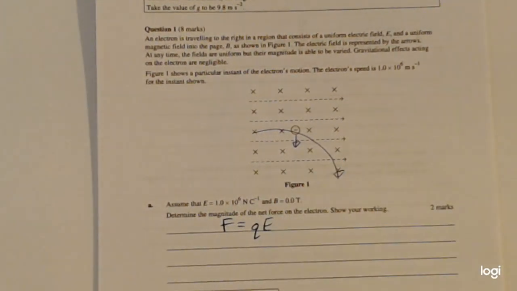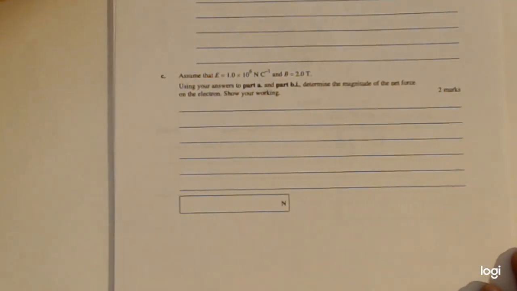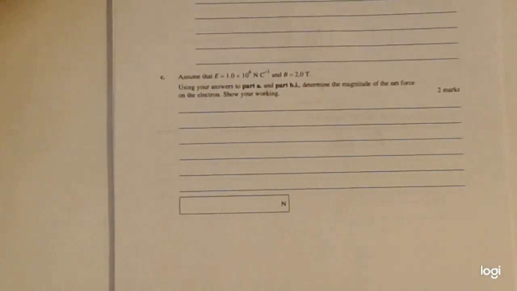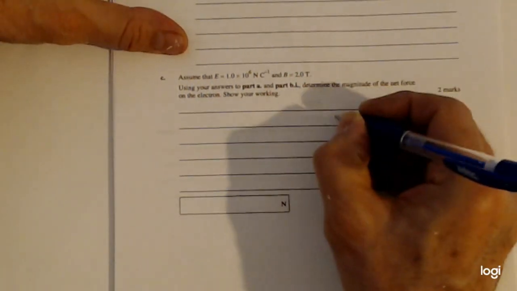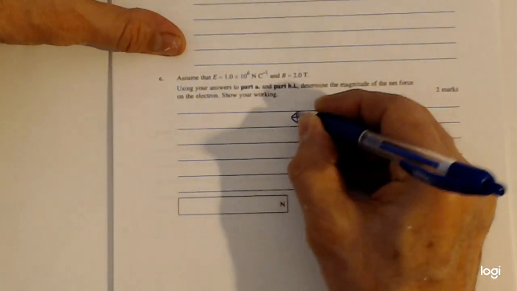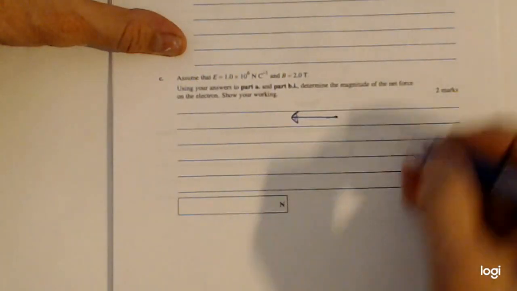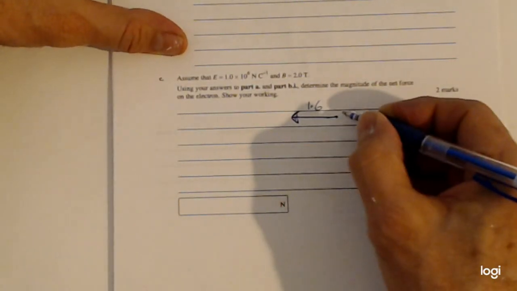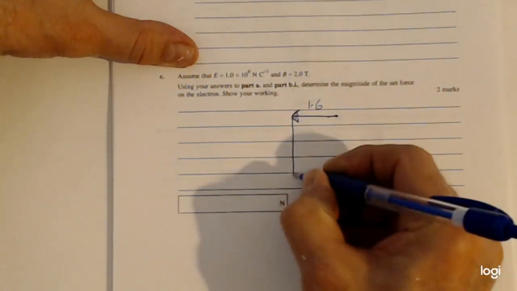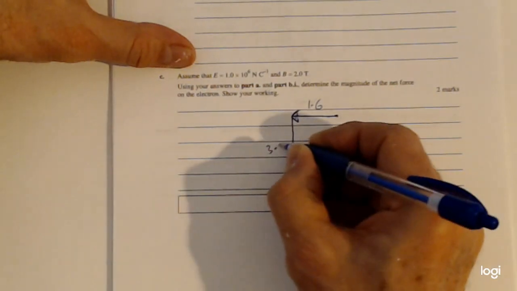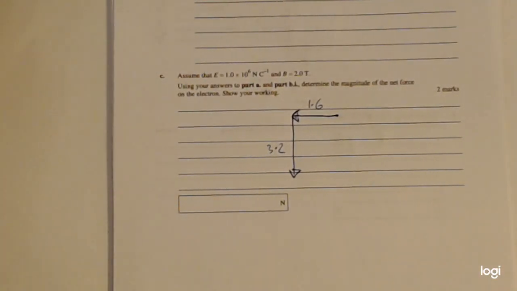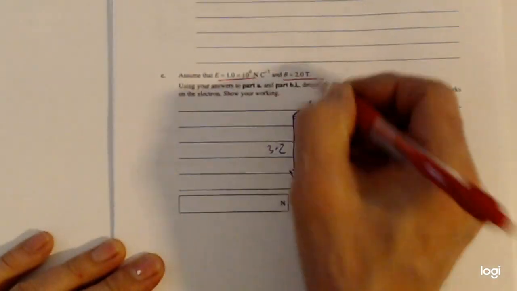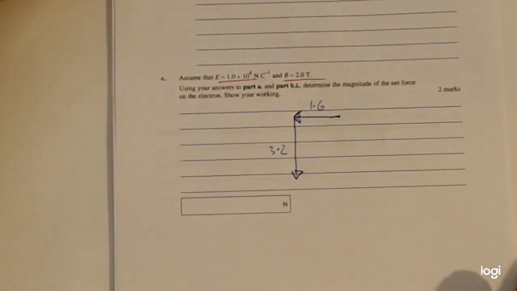All right. Part C combines your answers to part A and part B1. Part A had a force going that way of 1.6 × 10⁻¹³ newtons, and part B had a force going this way of 3.2 × 10⁻¹³ newtons. I'm just not bothering with the 10 to the minus 13s. And this question says, well, assume that those two things are both on now, instead of one being on and one being off.